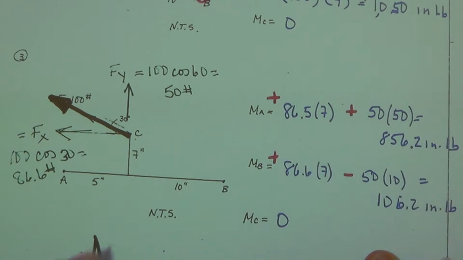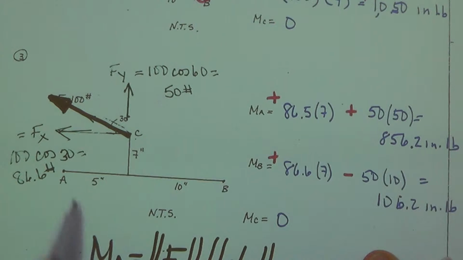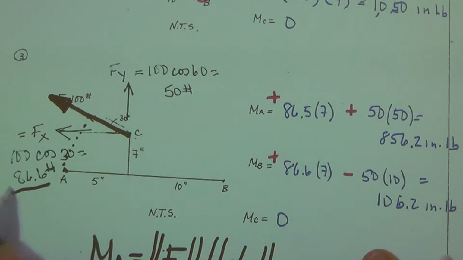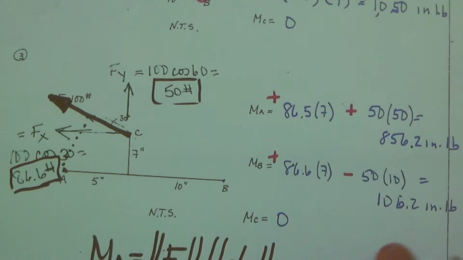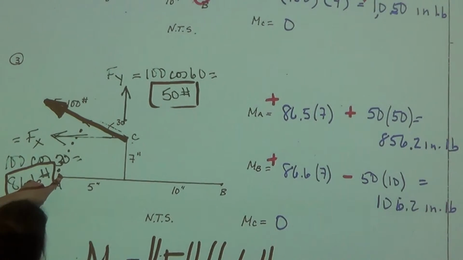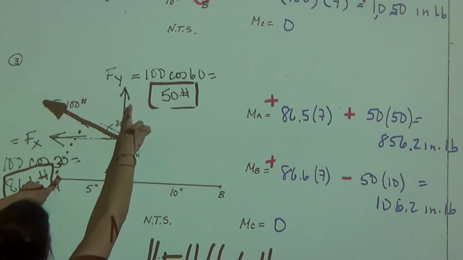Normally, the moment about point A would be equal to the absolute value of the force times the absolute value of the perpendicular distance. But I did not want to do geometry to figure out what that perpendicular distance is. So instead I solved for the components. I found Fx, and Fx is 86.6 pounds, and Fy was 50 pounds. So the moment, the spin that is occurring about point A, is due to this force and this.